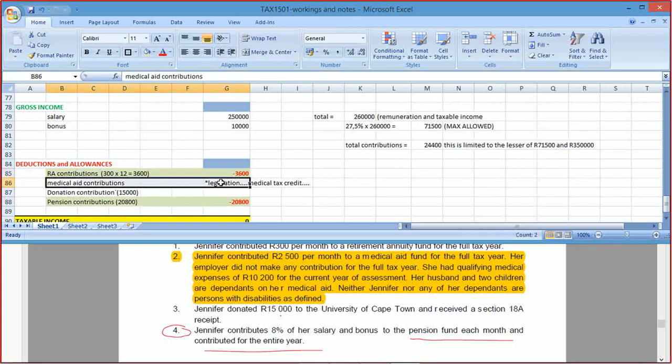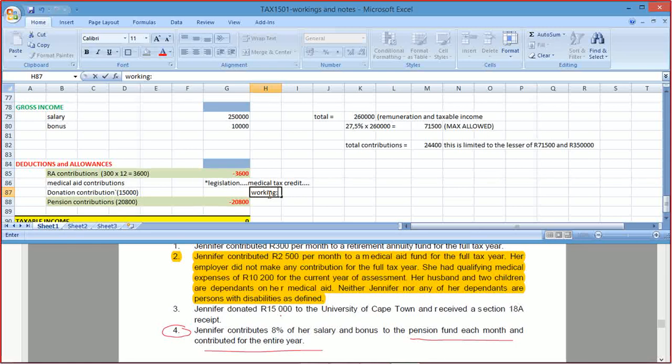We still need the medical aid contribution, which is a tax credit, and you've got the donation contribution. Okay, would we be able to work out the donation contribution? We can, because now we have the RA distributions. Okay, so I'm going to show this working here. The working would be, open brackets, how much revenue did she earn? 250 plus 10, minus her pension, minus her RA. Okay, what does that give me?